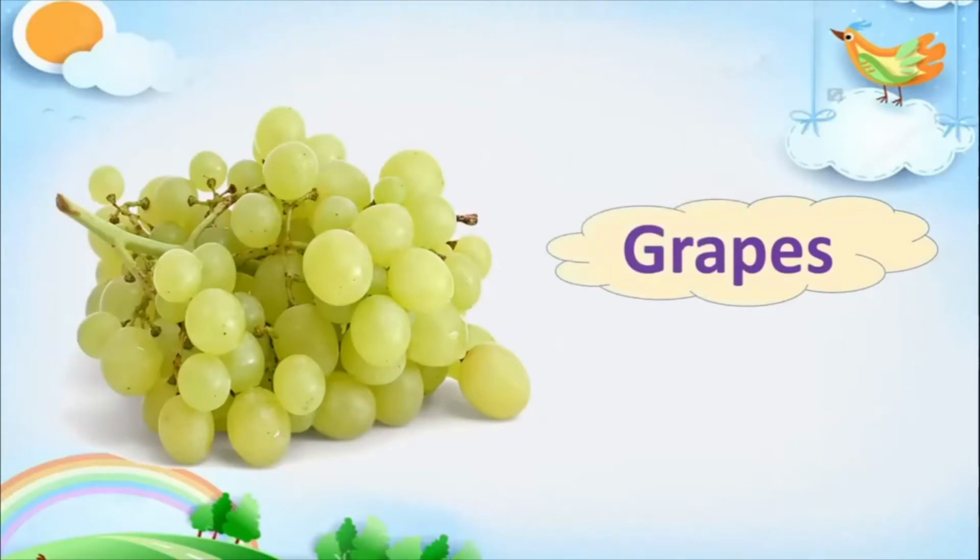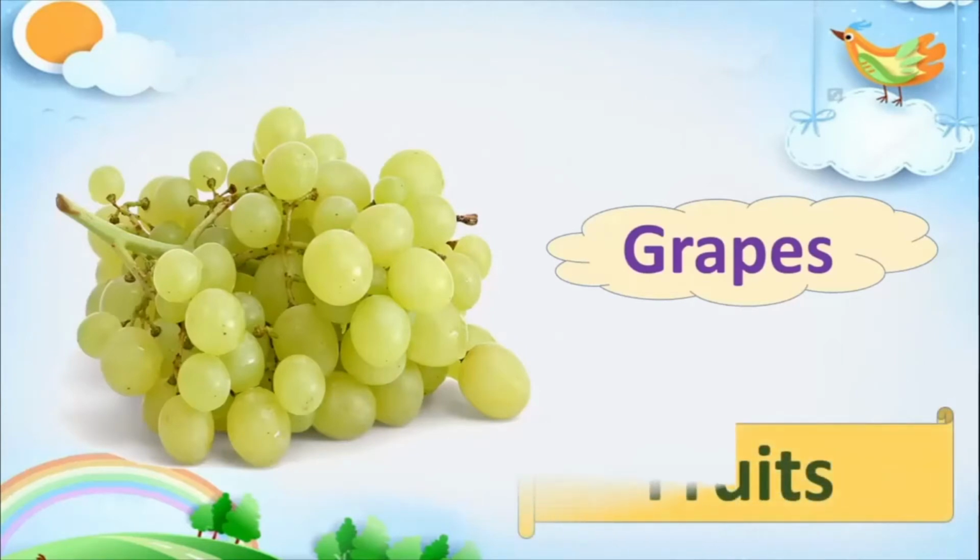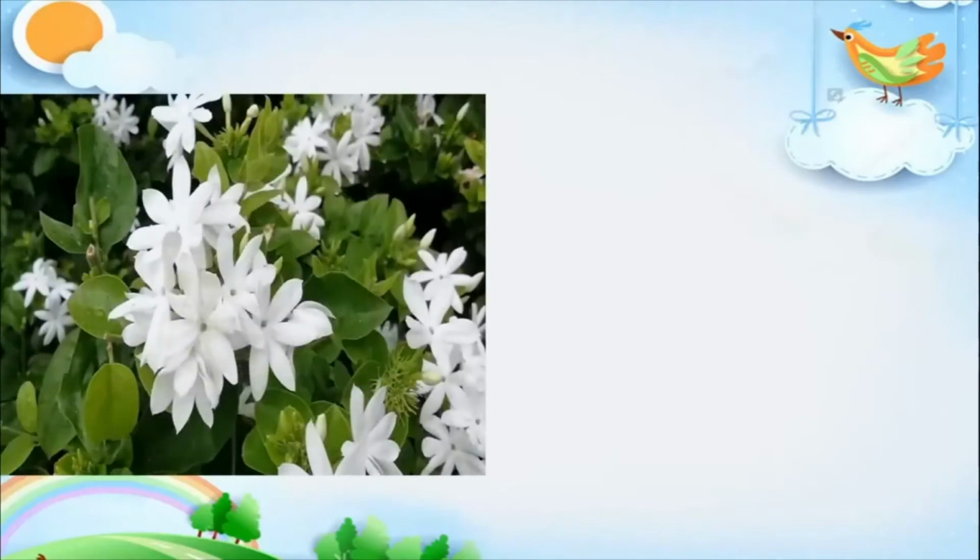Okay, what are these? Read the name of this fruit. G-R-A-P-E-S. Grapes. Okay, and grapes are what? Fruits. Angur we call it. Alright, grapes. You can see grapes which are greenish in color, and also you can see grapes which are blackish in color. I will show you those grapes also later on in the video. Then let us see the next thing.